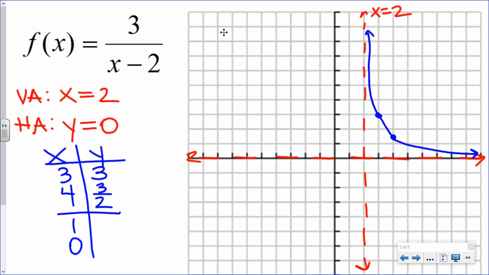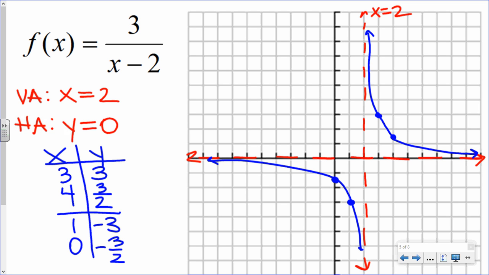So Kira, if we plug in 1, what would we get for our y value? -3. And what about 0? -3. Okay, so 1, -3, and 0, -3/2. Same. Okay, so we have a little bit of symmetry going on. Okay, that is our graph, and that is what I would expect to see. All right, we have asymptotes labeled, we have points labeled in a chart, plotted, all there.